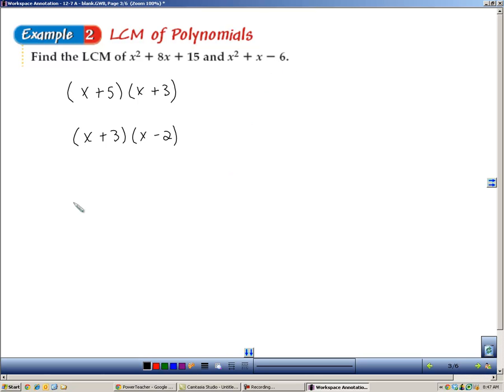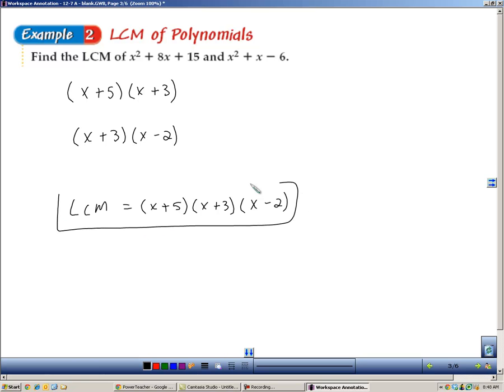Now, to find the least common multiple, you do exactly the same as you would with numbers or monomials. You take every factor the maximum number of times that it appears. So I see an x plus 5. That's one of my factors. I see an x plus 3. There's 1 in the top and 1 in the bottom, so I only take 1. And then I see an x minus 2. So my least common multiple includes each one of these binomial factors.